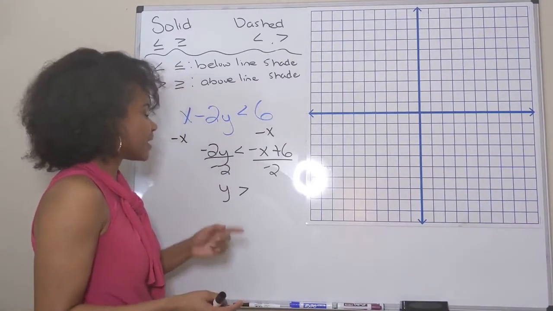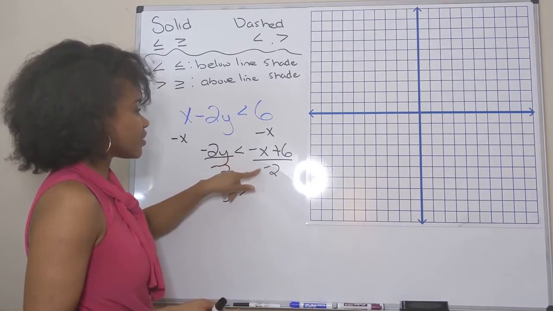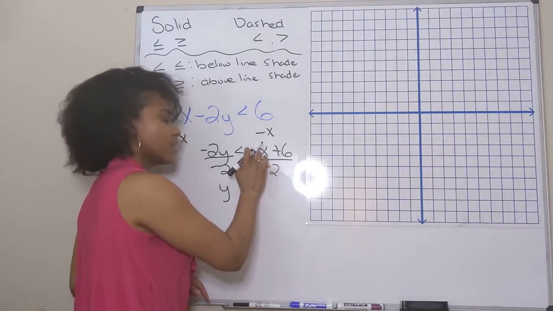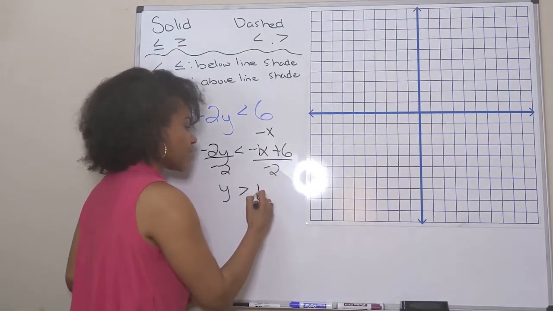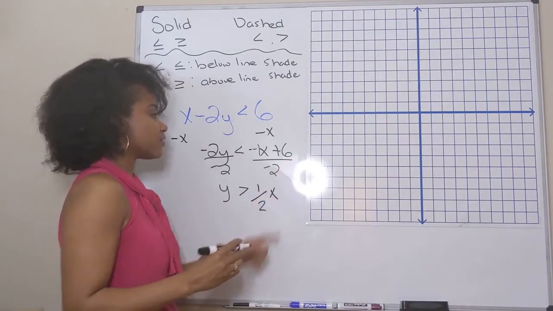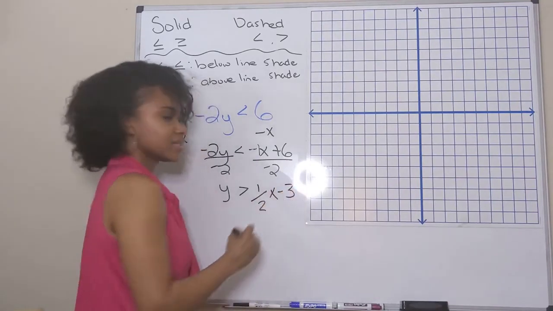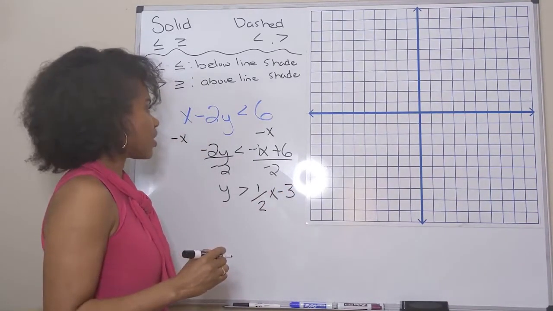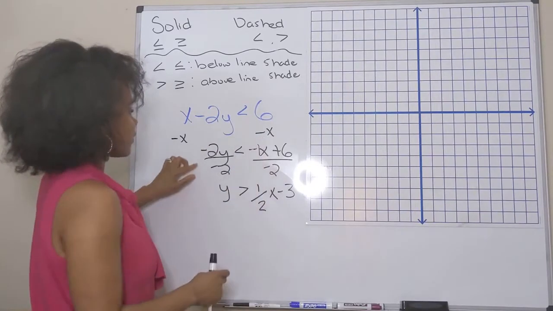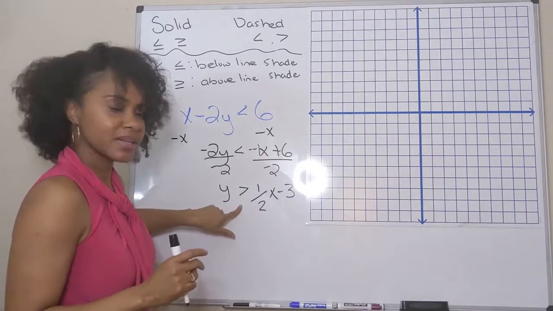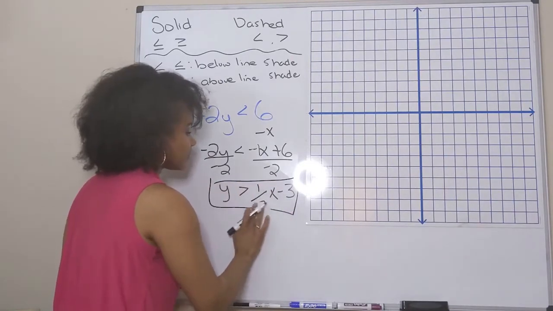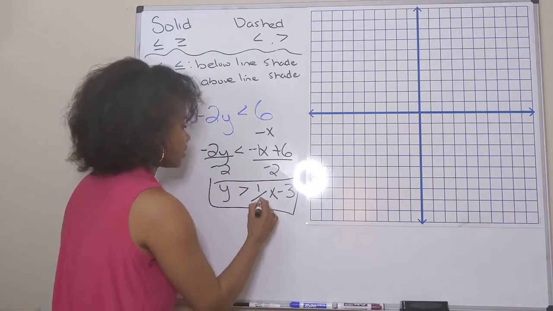All right. I'm left with negative x over negative 2. Remember, there's an understood 1. So negative over negative reduces to positive 1/2 x. 6 divided by negative 2 is negative 3. All right, so always double check your work, right? Subtract x, divided by negative 2, flip the sign. So instead of less than, it is greater than now.